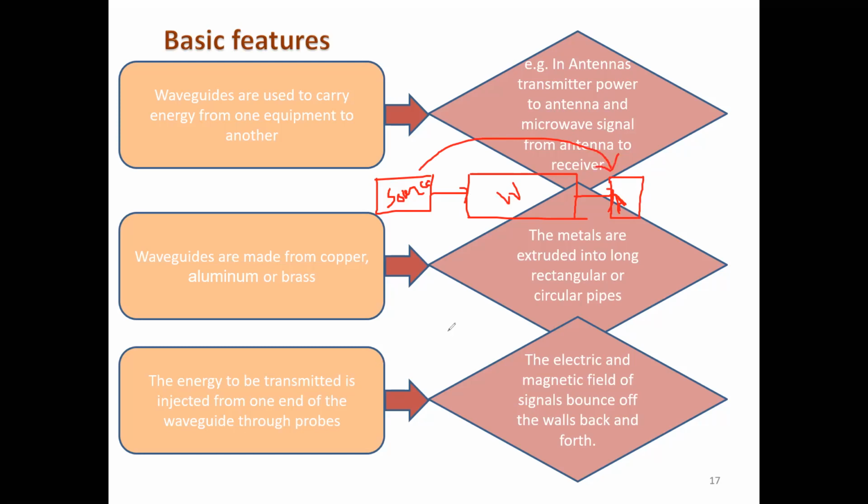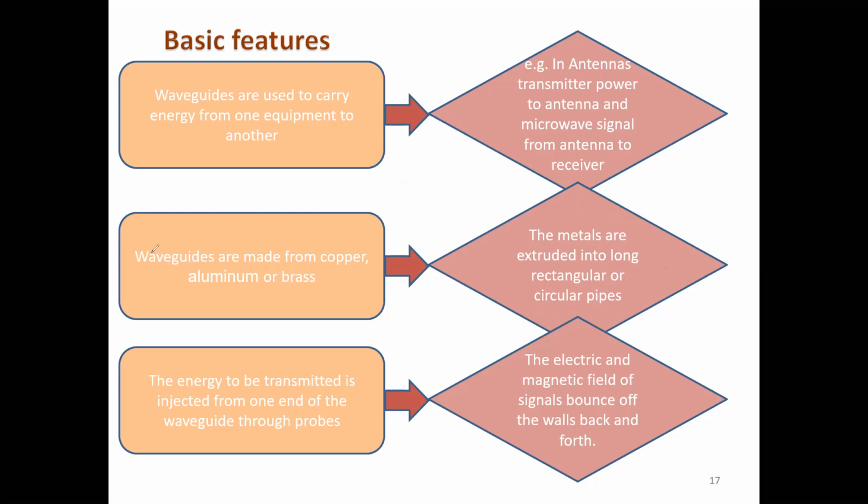we need the waveguide. Again, say if we have another antenna to receiver, we need another waveguide. Say this is the receiver, so we need another waveguide. Okay. See, here the use of waveguide. Source to antenna, waveguide.